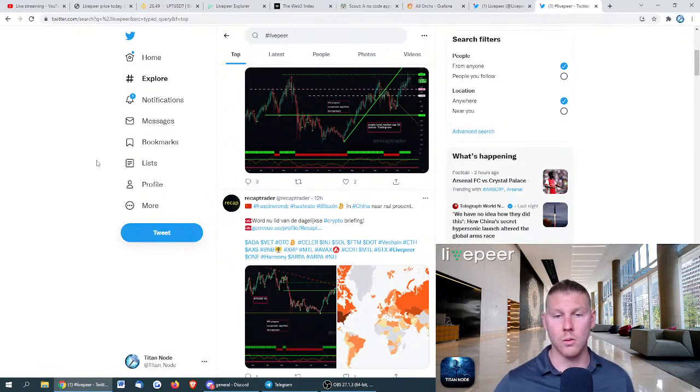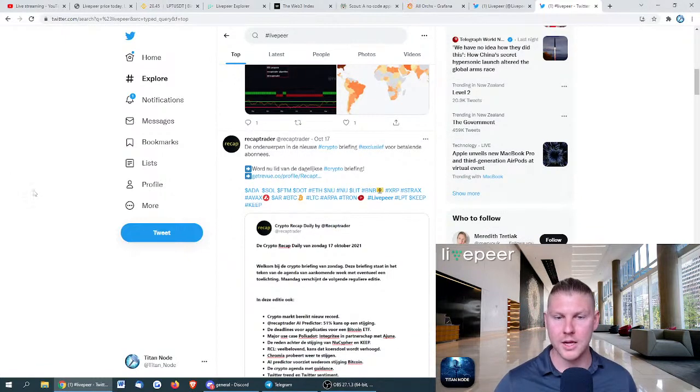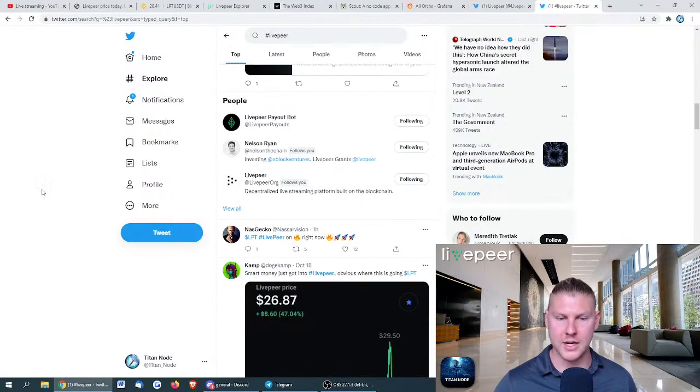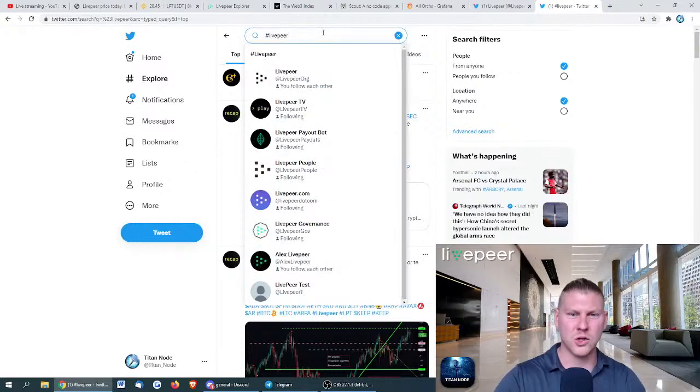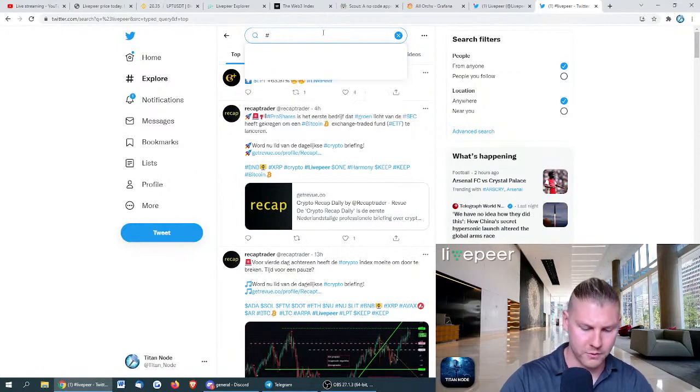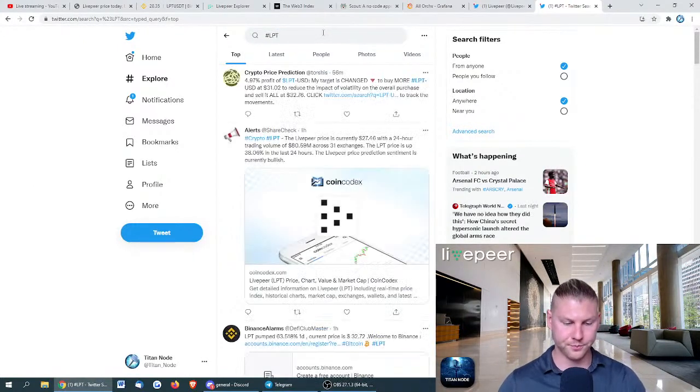So, you know, what is the reason for this pump? Probably not technical analysis. Maybe it is. I don't know. But you can see here, yeah, a lot of people just talking about the price action of today. No one retweeting anything to do with actual news. If we search LPT in itself, yeah, my target has changed. People want to buy.